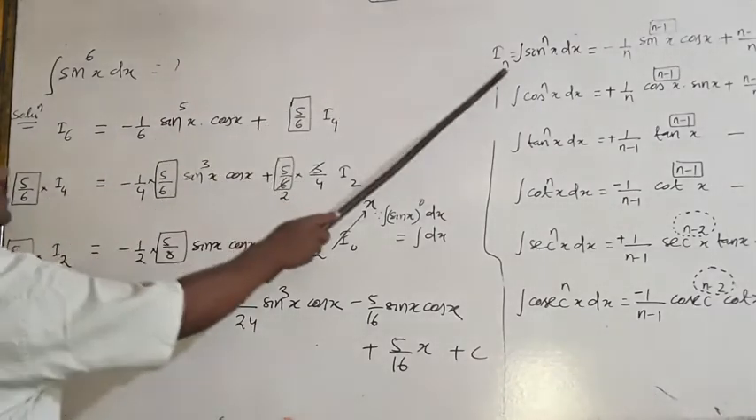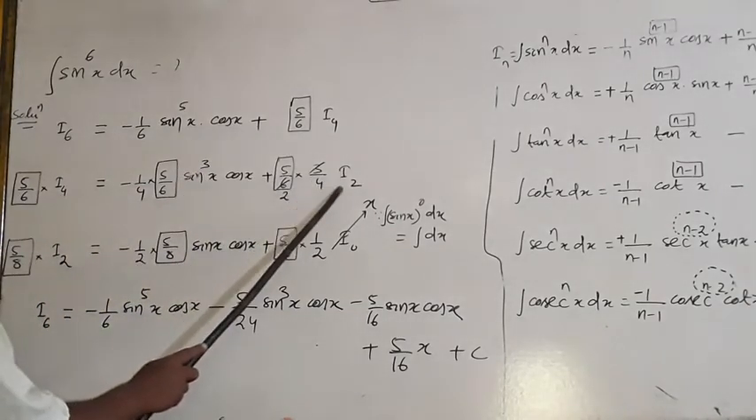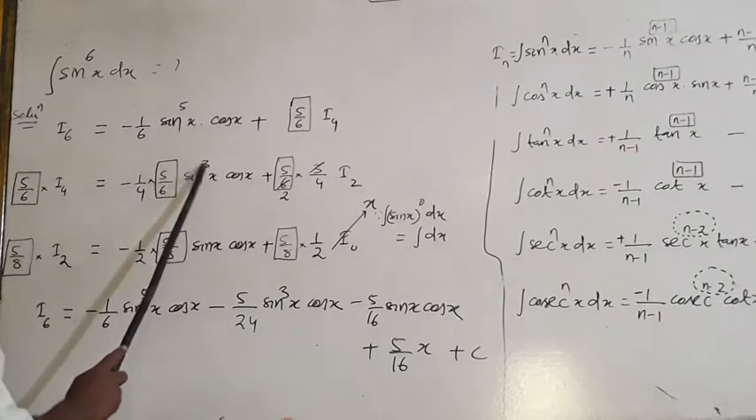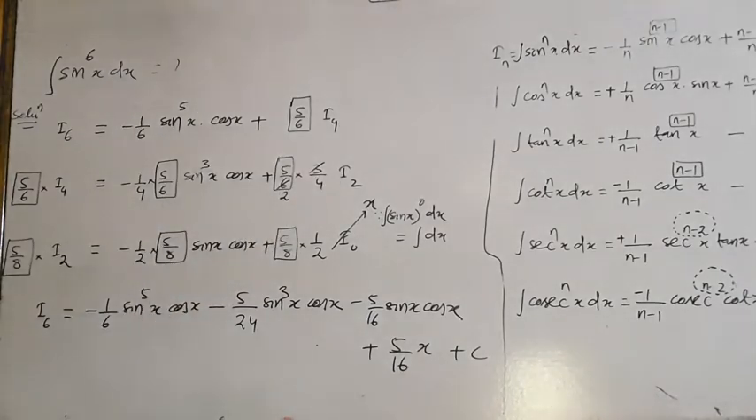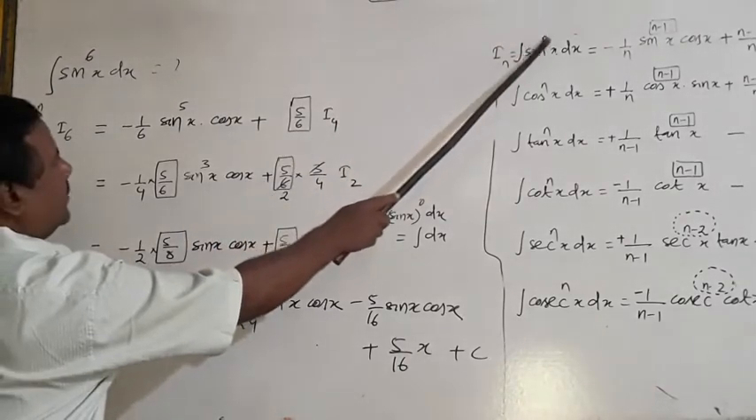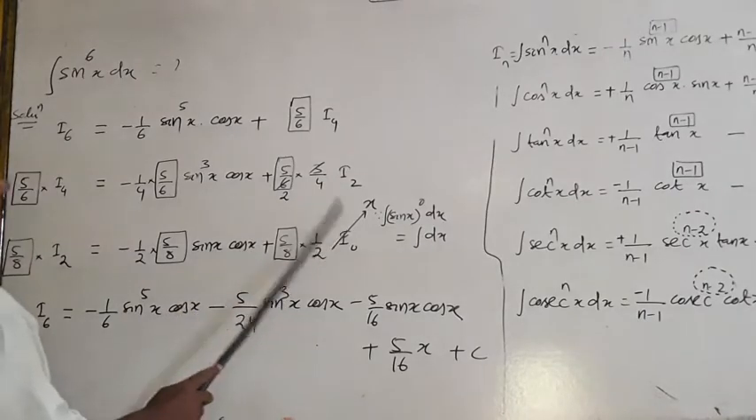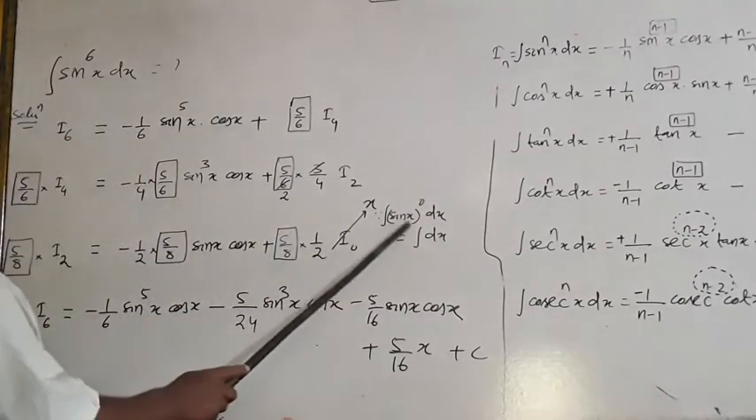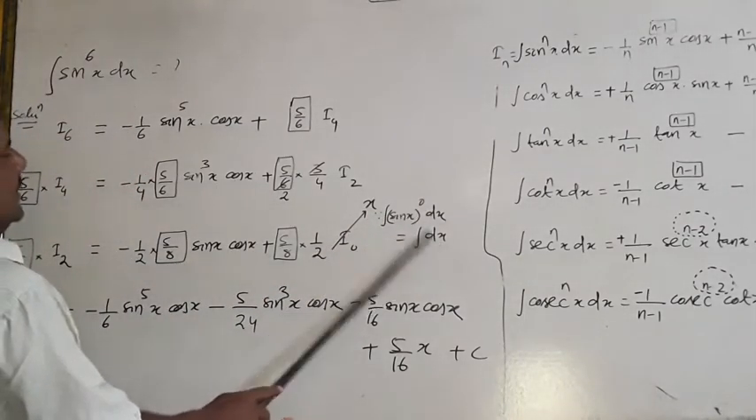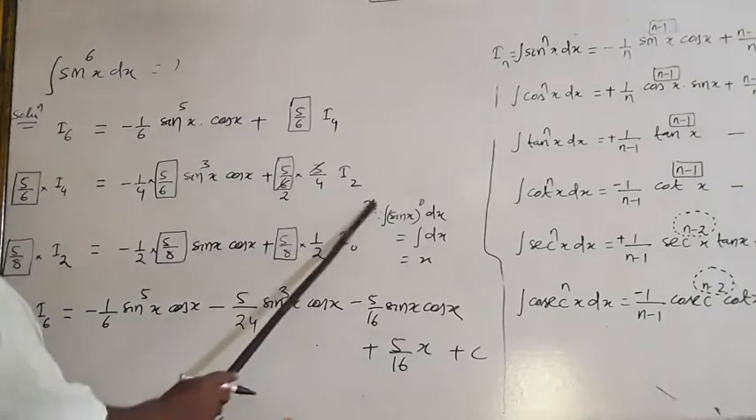I4, putting n equal to 4 there, is minus 1 by 4 sin cube x cos x plus 3 by 4 I2. Next, what is I2? I2 is what? In place of n, you have to put 2, that is minus 1 by 2 sin x cos x plus 1 by 2 I0. I0 means what? I0 means sin x power 0, that is only dx integration. Dx integration is what? You know it is x. That's why I am writing I0 as x.